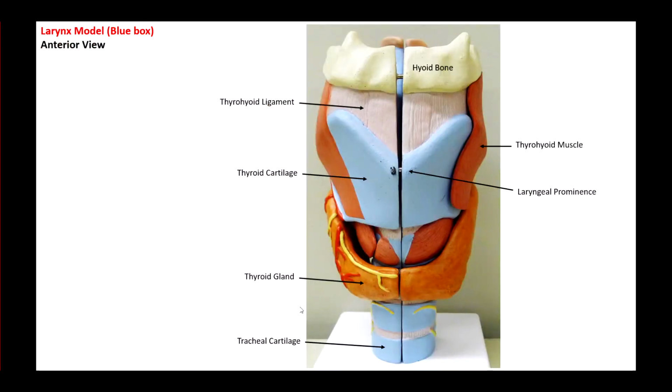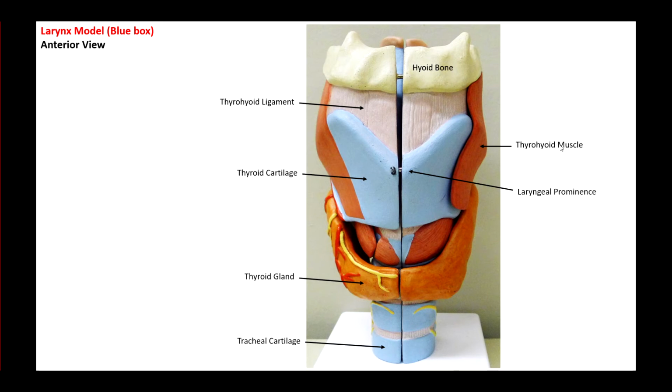Okay, the second model I want to cover, this is what I call the larynx in the blue box, because usually they're stored in a blue box over at NASA, so that's the way I label it. So here we have a front view of some of the structures I'd like you to know for this larynx model. Here's the hyoid bone, and then below it would be the actual thyroid cartilage. You can see here there is a ligament that connects the thyroid cartilage to the hyoid bone. We call it the thyrohyoid ligament.